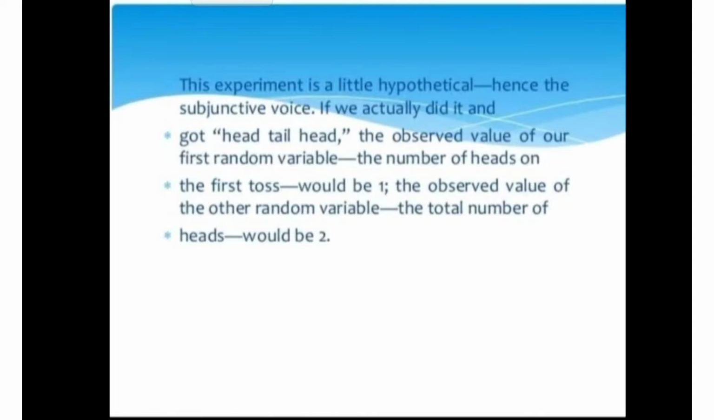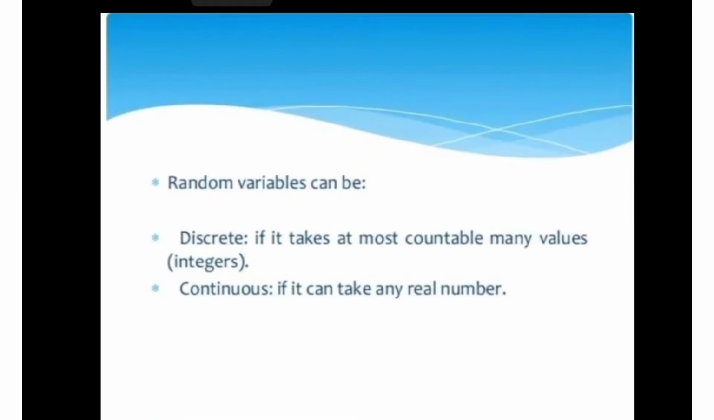If you actually did it and got head, tail, head, the observed value of our first random variable, the number of heads on the first toss, would be 1, and the observed value of the other random variable, the total number of heads, would be 2.